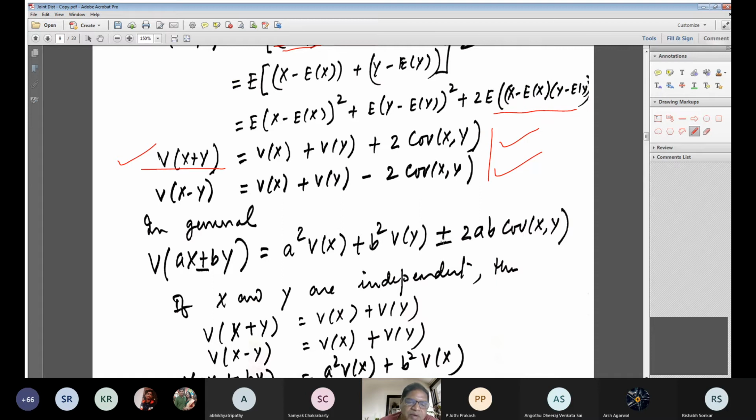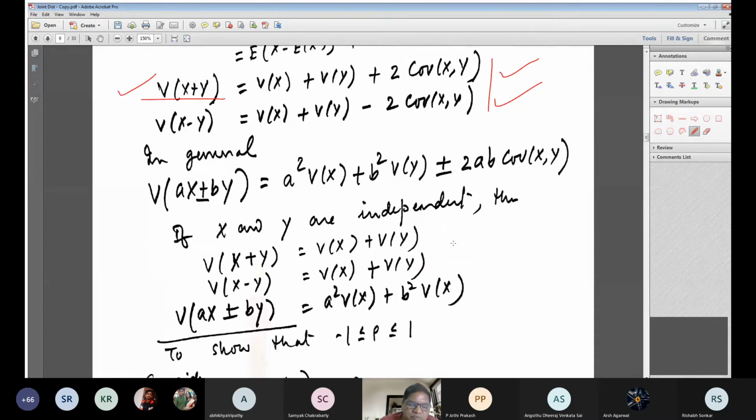But you can remember this result since it is frequently used in many applications. All the time you cannot derive the result, so it's better to remember this. As I told you, this result reduces to a simplified form if x and y are independent, because the covariance term will be 0. So variance of x minus y will be variance of x plus variance of y. This is very important. A common mistake many people make is to put a minus there, which is not correct. In expectation, minus will be there.